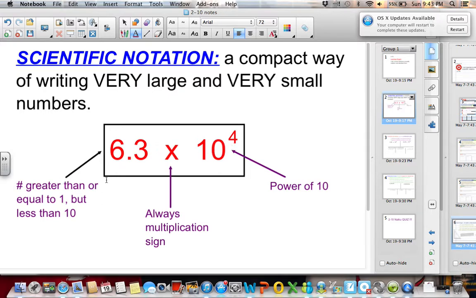If you look, the number being multiplied by our exponent of 10 is always a number greater than or equal to 1 but less than 10. So it has to be a number between 1 and 10. It can't be 10, but it can be 1. We're always using our multiplication sign, and it's always being multiplied by a power of 10. Whether our power is positive or negative, it's always a power of 10. So the most important thing to know is this number is a number between 1 and 10.